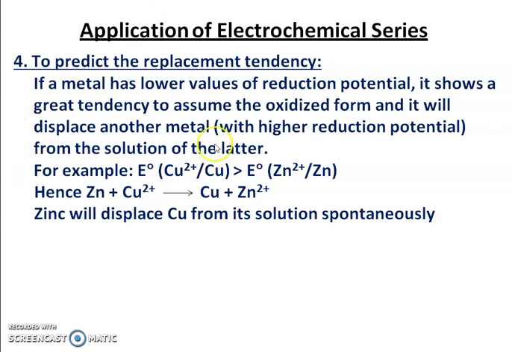Let me explain this with the help of this example. Here we are seeing that there is a copper electrode and this is a zinc electrode. Obviously we know that the copper electrode has a higher reduction potential value as compared to that of the zinc electrode. So that means zinc will have a greater tendency to displace the copper ion from copper.